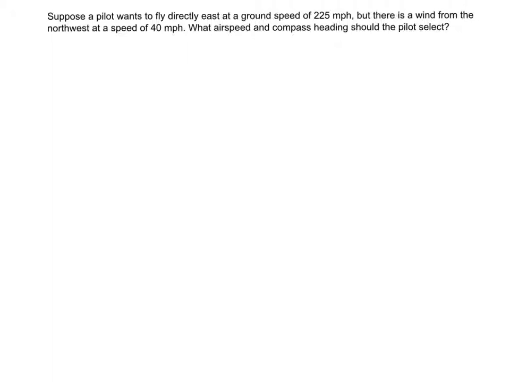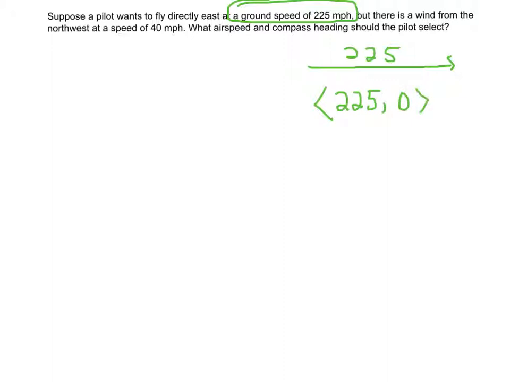So that is telling us that this is the resultant vector. It wants to travel at a ground speed of 225 miles per hour directly east. So our answer is going to be due east at 225 miles per hour. And what we have to do is figure out what two vectors were added together to give us that resultant vector. So I know my resultant vector is going to have an x-coordinate of 225 and a y-coordinate of 0.